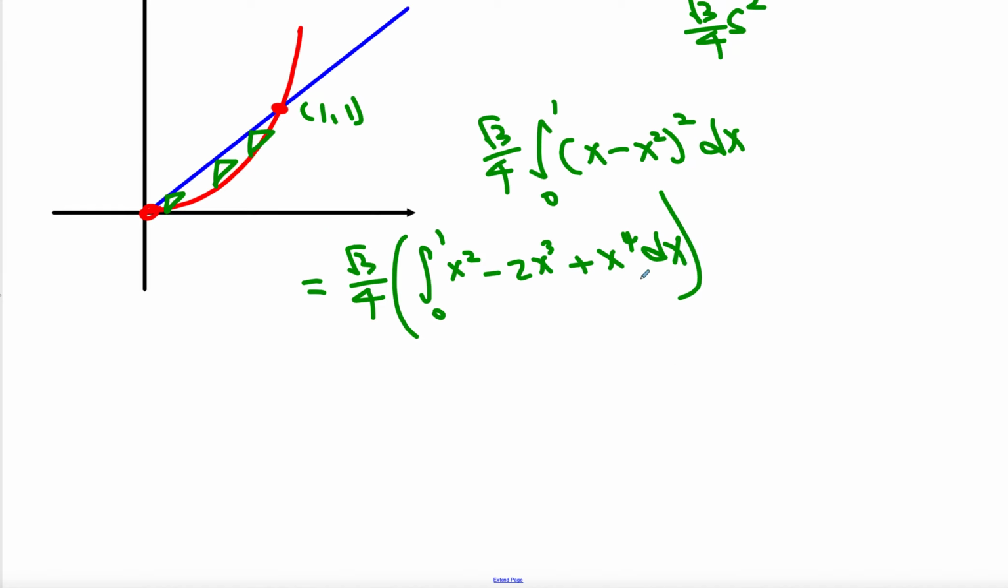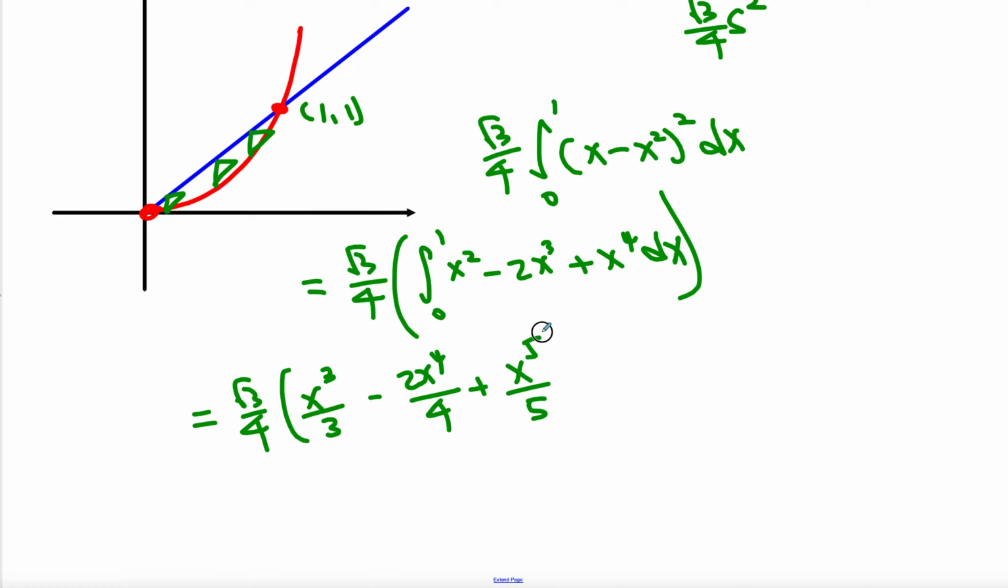Now, then we are ready to get the integral. Radical 3 over 4. And what do we have? x to the 3rd power over 3 minus 2x to the 4th power over 4 plus x to the 5th power over 5. That goes from 0 to 1. Of course, when you plug in 0, everything becomes 0.